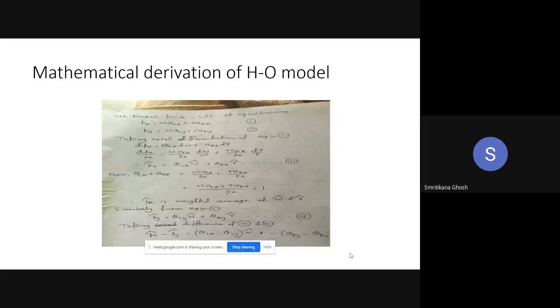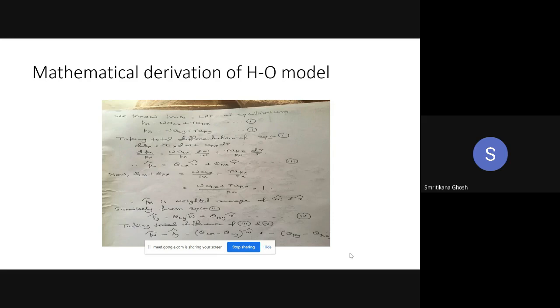So what is the Heckscher-Ohlin model? The HO model is telling us that if a country is labor abundant, then the country should produce more of the labor intensive commodity and will export it. And if it is capital abundant, then it should produce the capital intensive commodity and export it. So this is the HO model.